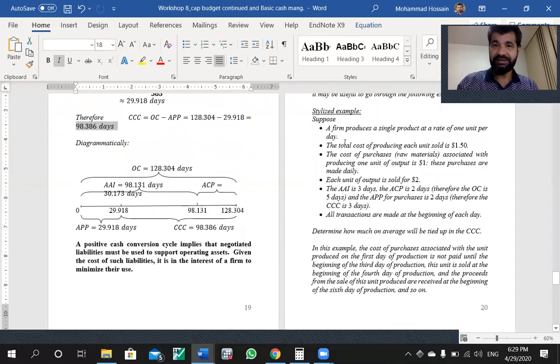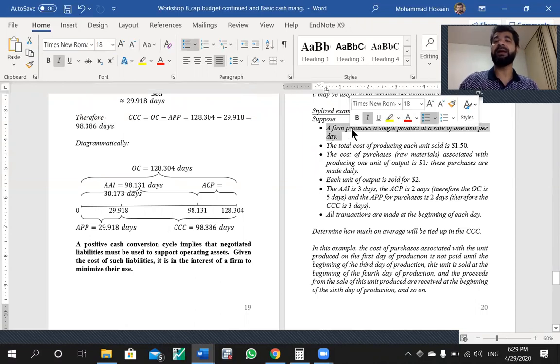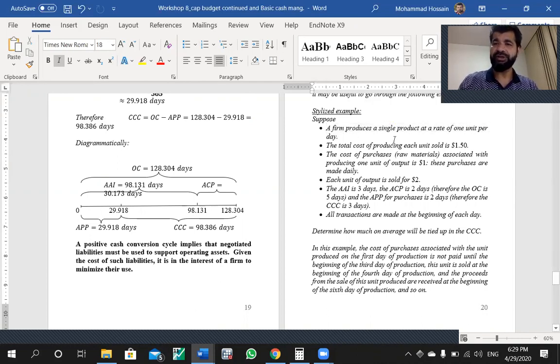They give an example in here. Suppose a firm produces a single product at a rate of one unit per day. So every day you are actually producing one item. The total cost of producing each unit sold is $1.50. The cost of purchases, raw material associated with producing 1 unit of output, is $1. These purchases are made daily. So every day they are buying and purchasing these things.